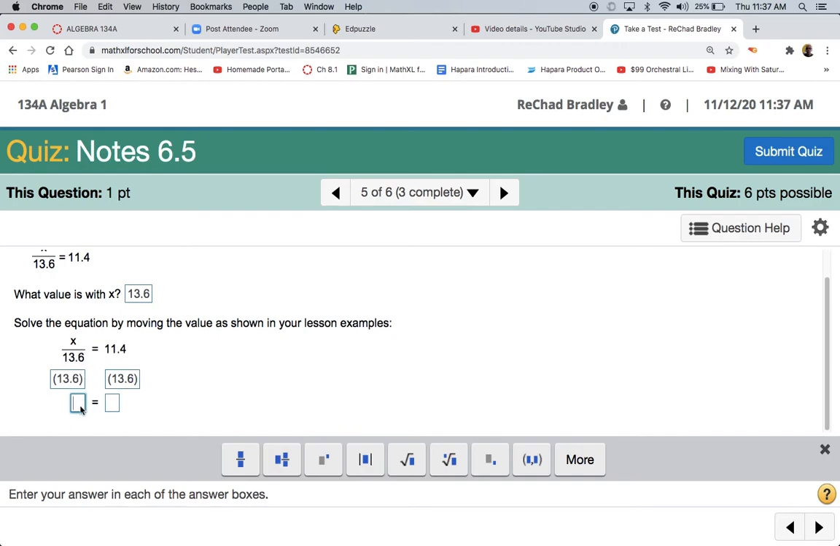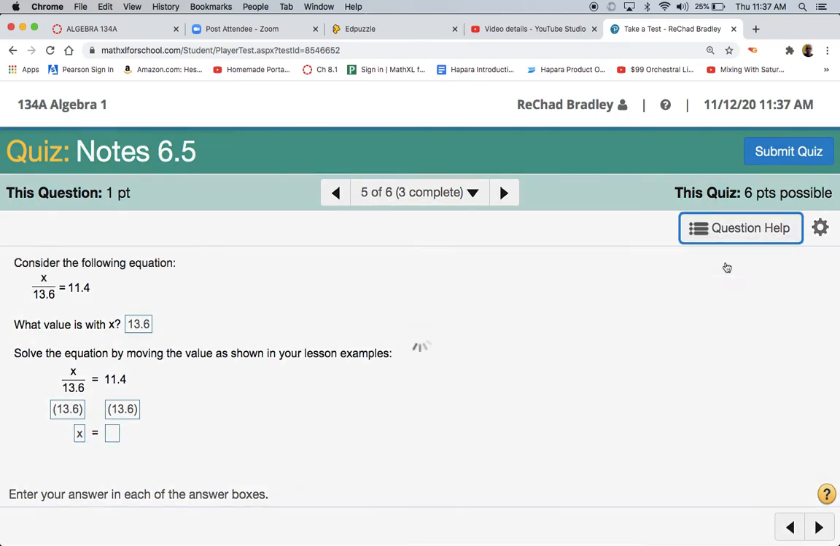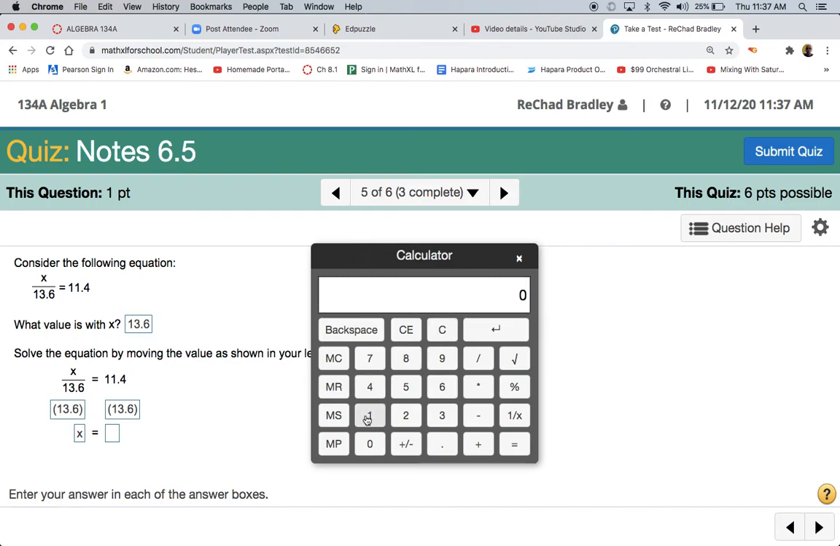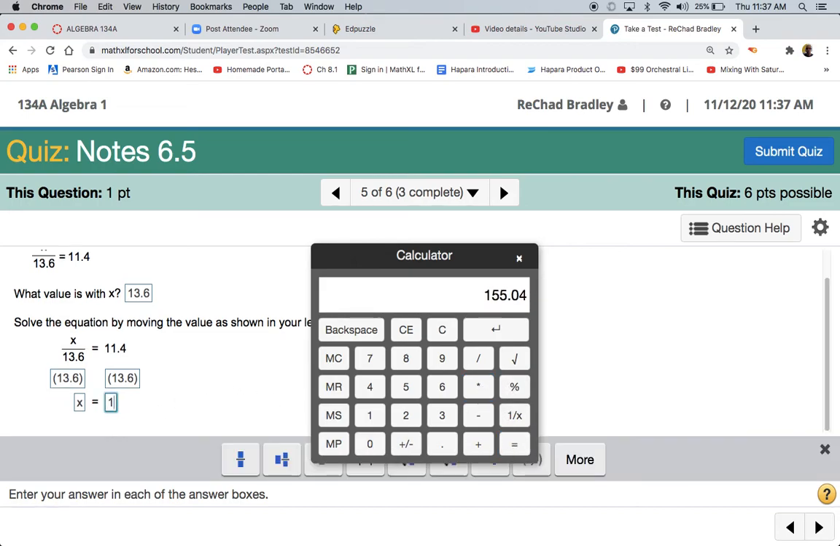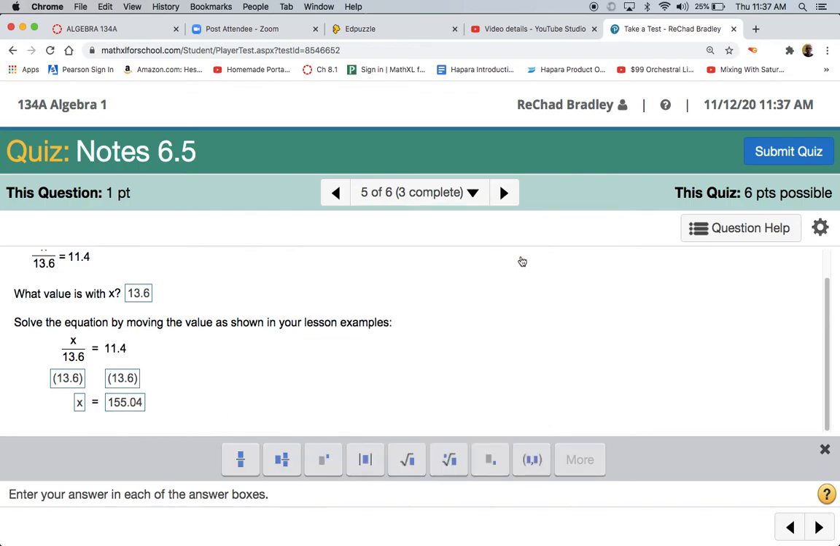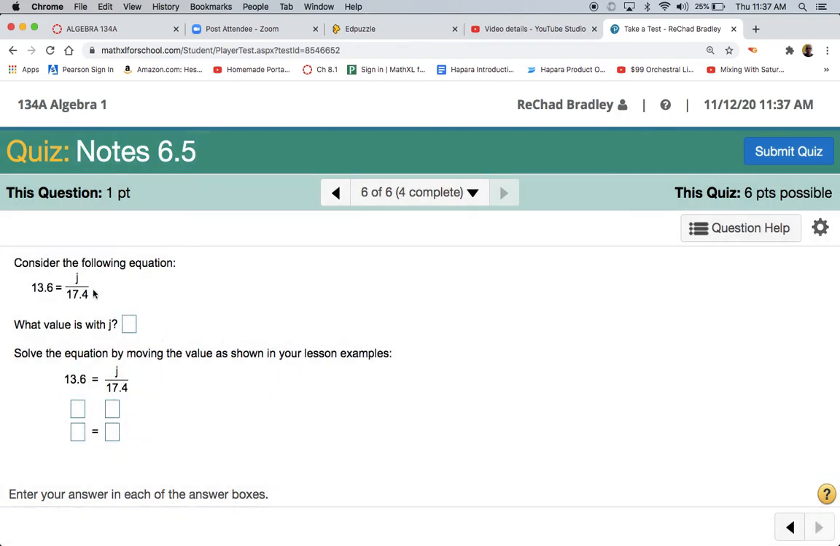Remember, that goes away giving us x, and I have no clue what that is, but a lot of people don't. That's 3 digits times 3 digits. 11.4 times 13.6 which is 155.04. So again, that was just a real quick review on your division, and I'll do one more just to make sure. Again, you'll see this on your quiz, on your test tomorrow as well.